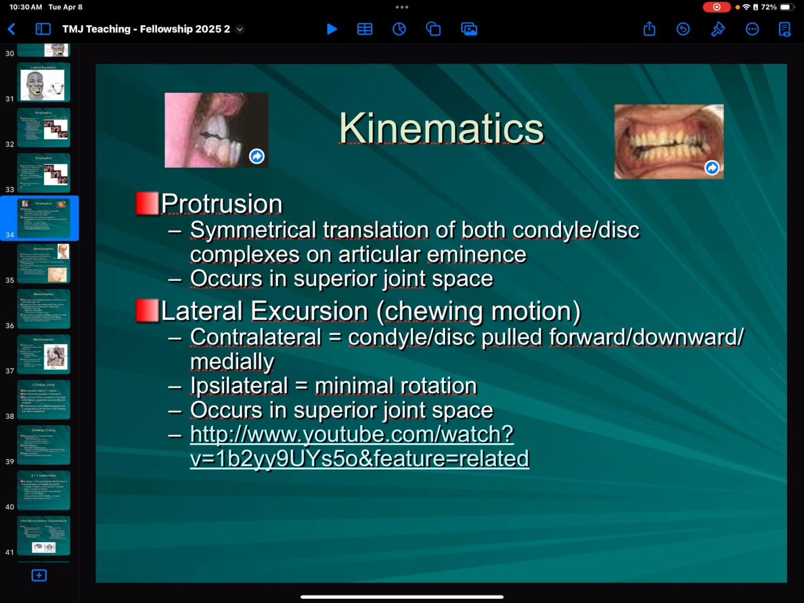So this is what we saw. Lateral excursion, the chewing motion, is what we just viewed. Condyle and disc pulled forward, downward, and medially. So a little bit of rotation, and that's going to occur in the superior joint space. And we saw that, right, where the condyle was pulled forward, downward, and then immediately as that motion was happening.